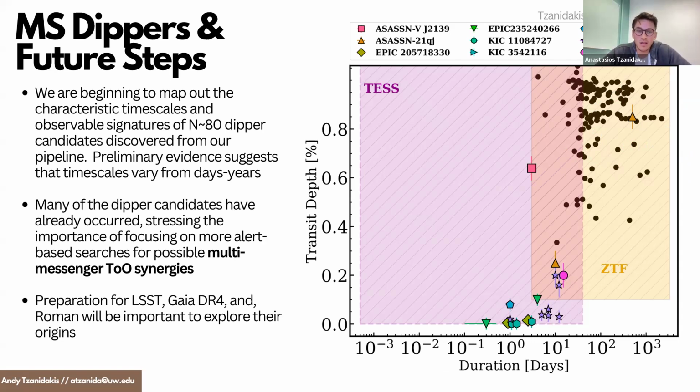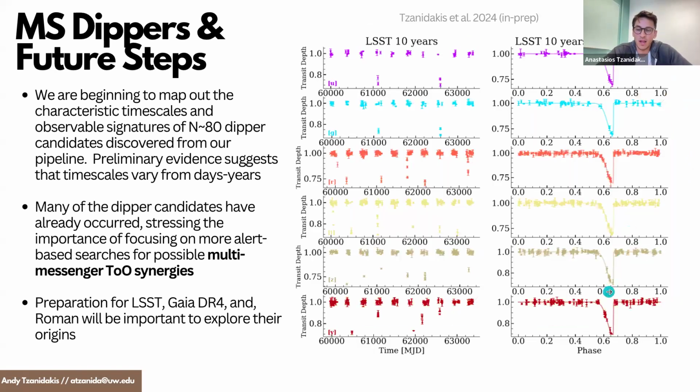And as we start to think about what this search will look like in the era of LSST, here was a really fun plot that I made last year showing what a sporadic Dipper would look like with simulated Rubin data. You can see that it is possible, for relatively long time scales, to recover what these dimming events would look like.